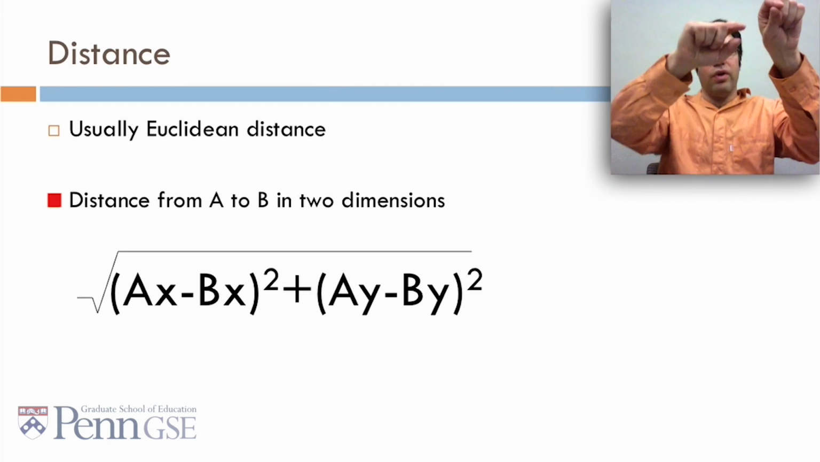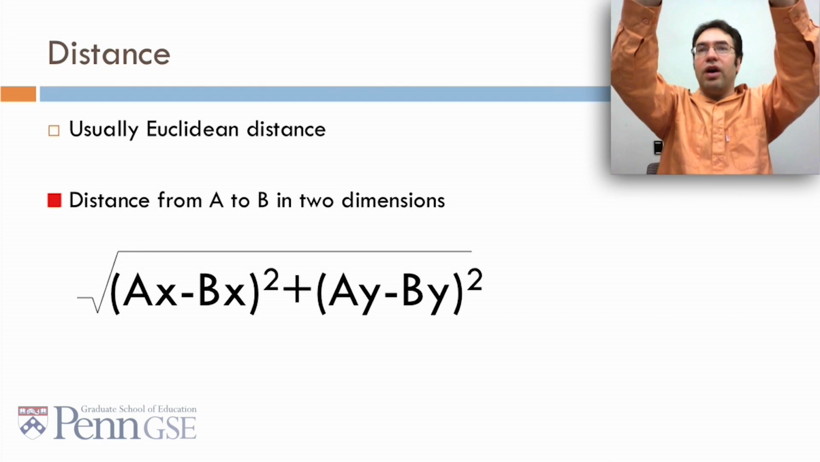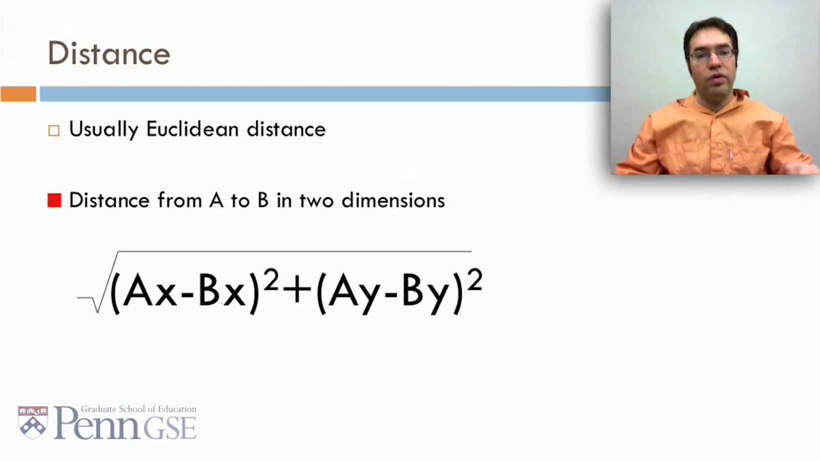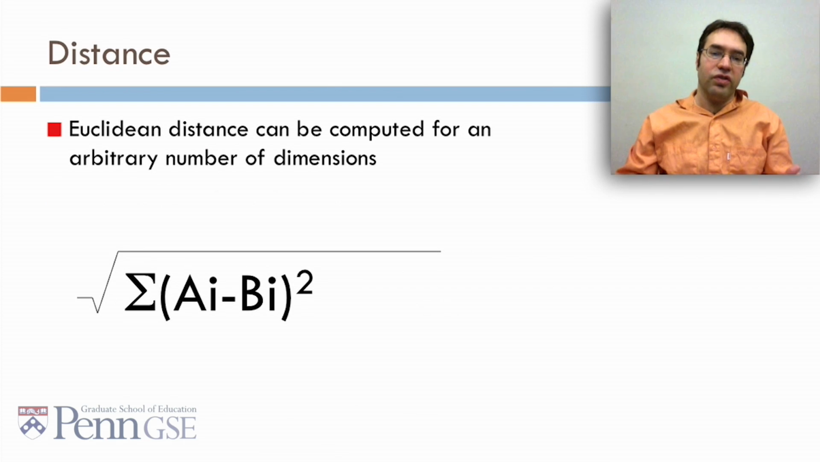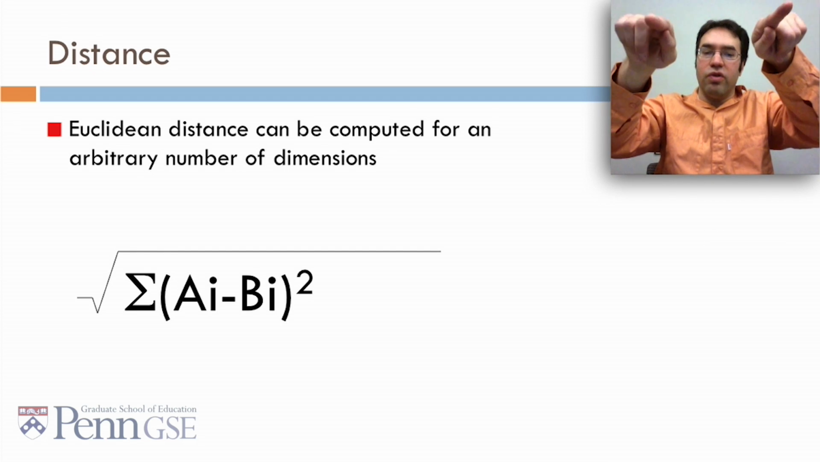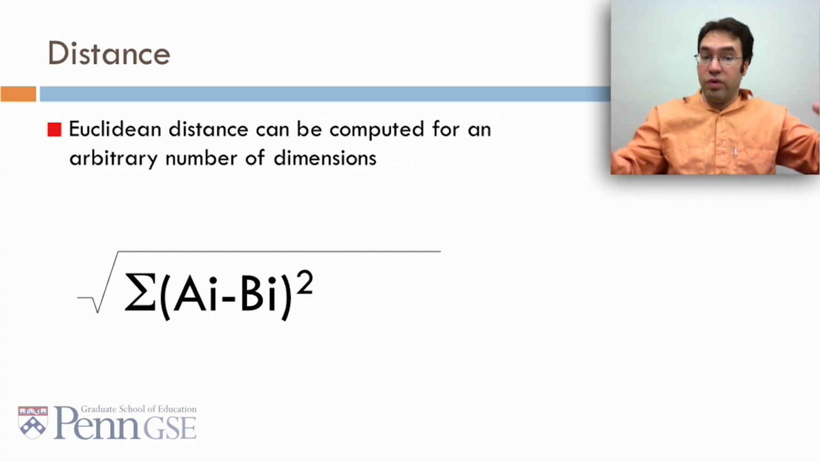You take each point and you take the distance from that point to the centroid on each dimension, and you square each, then you add all those squares together, and then you take the square root of the whole thing. And that generalizes. You can compute Euclidean distance for an arbitrary number of dimensions, and all it is the distance between the point and the centroid on each of the dimensions, squared and added together, and then square rooted.